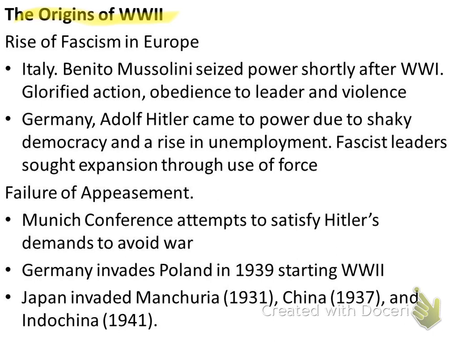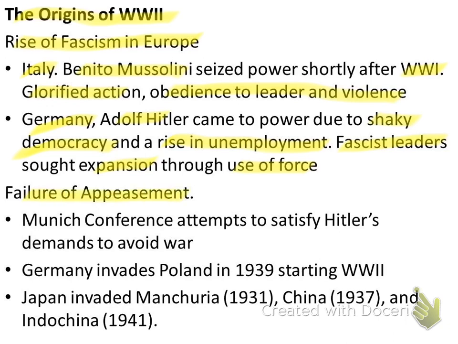But let's look at this. The rise of fascism in Europe. In Italy, we had Benito Mussolini, who seized power shortly after World War I ended. He glorified action, obedience to leader, and violence. In Germany, you have Adolf Hitler, who came to power due to a shaky democracy that was put in place by the Allies at the end of World War I. The Weimar Republic, no one in Germany liked it. It was corrupt, it was ineffective, and so Hitler was able to come to power thanks to their incompetence, and of course, you had a huge rise in unemployment. Fascist leaders sought expansion through the use of force.